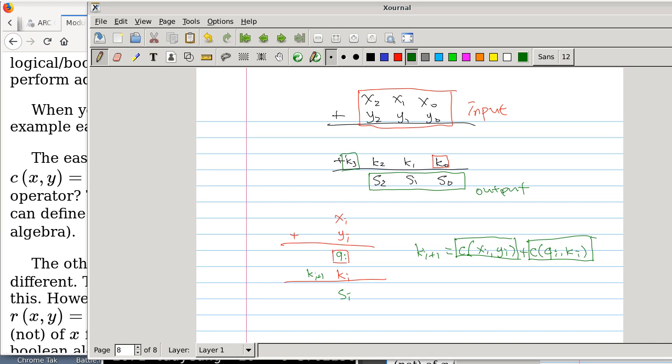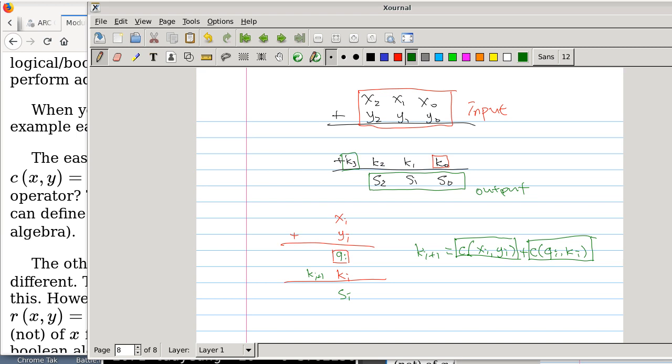Is that okay? But I have a question here. If this addition symbol is representing arithmetic addition, don't we have a problem? Because we want everything to be implemented in logic gates. So we have a question: can we change this addition into a real OR?